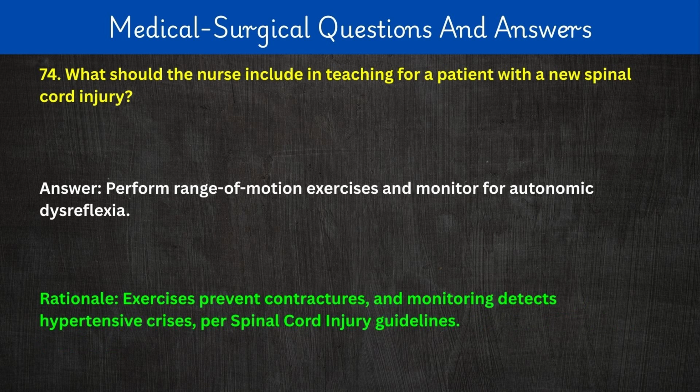74. What should the nurse include in teaching for a patient with a new spinal cord injury? Answer: perform range of motion exercises and monitor for autonomic dysreflexia. Rationale: exercises prevent contractures and monitoring detects hypertensive crises, per spinal cord injury guidelines.